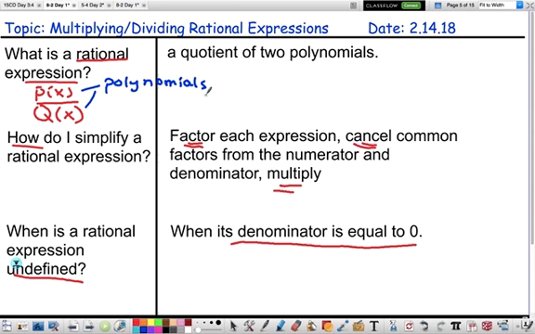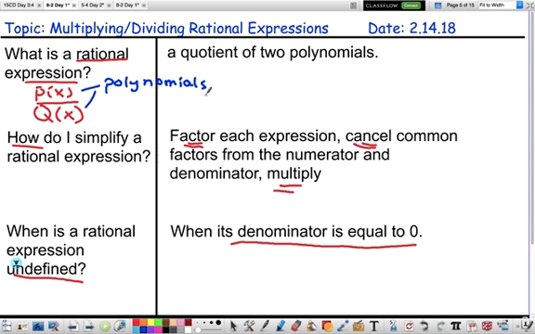How do you simplify it? Well, I highlighted the important words for you. You factor, you cancel, and then you multiply. Factor, cancel, multiply. Those are the steps you're going to see today. They don't make sense right now because we have to see a problem first.